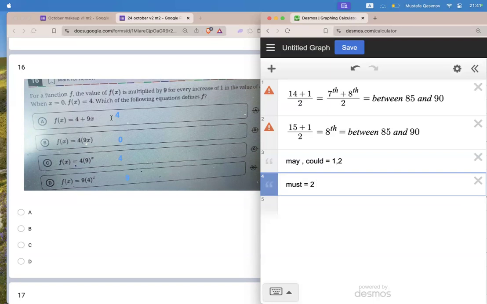But for A, it is like that: f of x is increased by 9 for every increase of 1 in the value of x. So if it says just increase it by 9, it will be A. But when it says multiply it, or increase it by 9 times, when it is related to multiplication, it is C. It is exponential. The answer is C here.